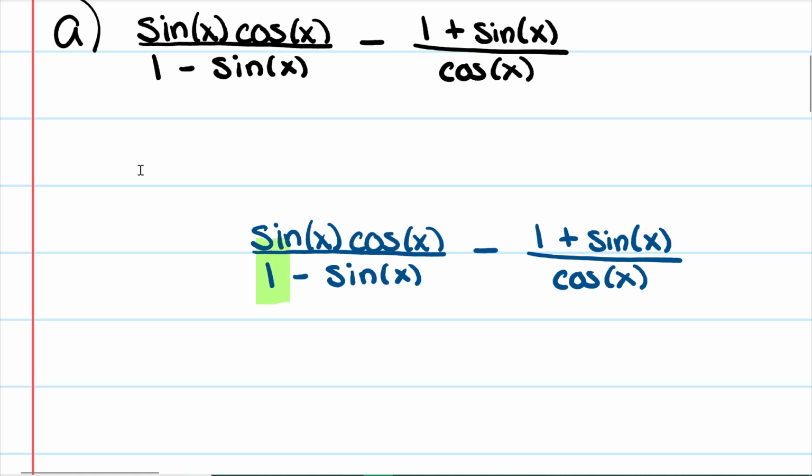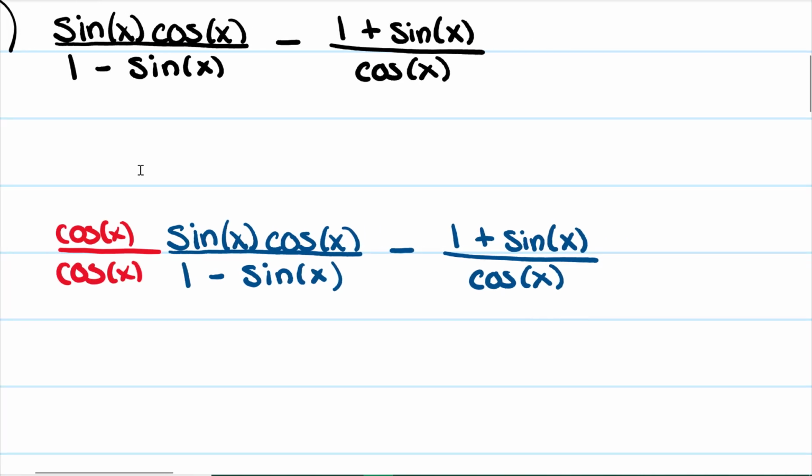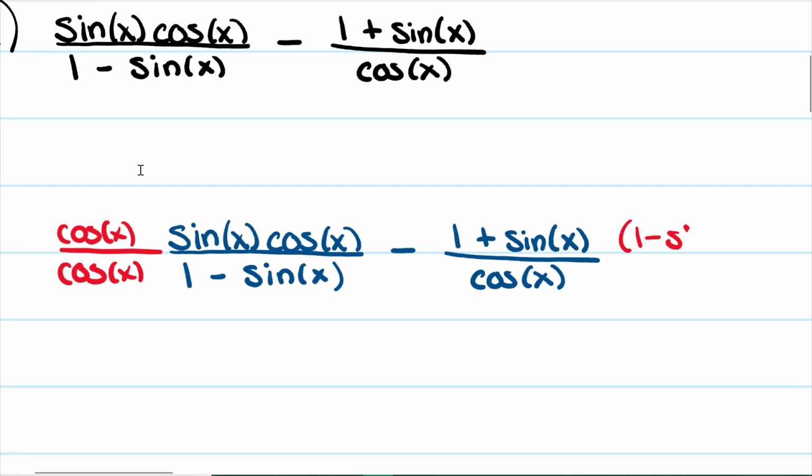So notice the denominator here is 1 minus sine of x, and the denominator here is cosine of x. So my fraction on my left is going to need cosine of x over cosine of x, and my fraction on my right is going to need 1 minus sine of x over 1 minus sine of x.